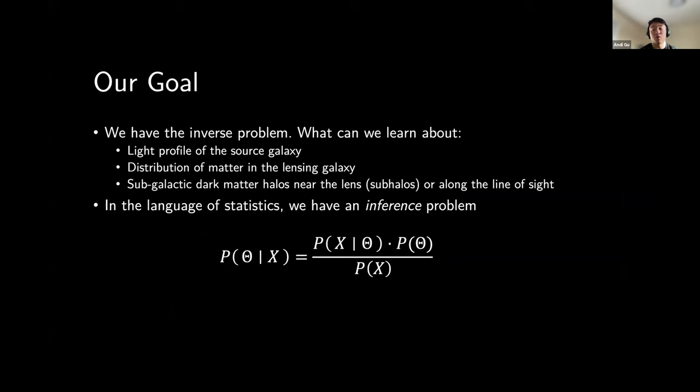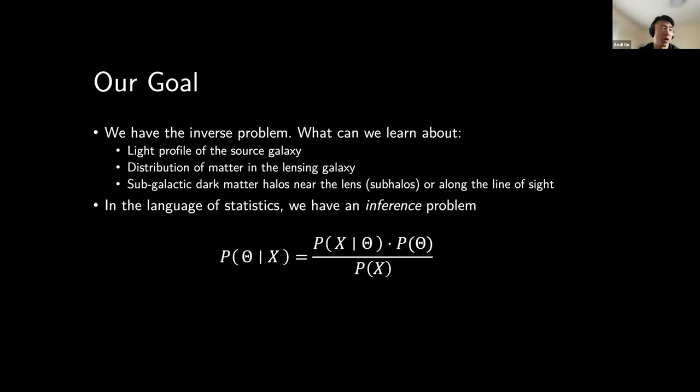Okay, so now what is our problem? Well, our problem is pretty typical, which is that we don't have access to the ground truth parameters. We only have the observable, which is typically just a noisy image of the lensing system. To move towards our science goals that we mentioned on previous slides, such as dark matter testing or Hubble constant inference, we need the ability to do several things. Using the observed image, we want to learn about the light profile of the source galaxy. We also want to learn about the distribution of matter in the lensing galaxy, and potentially even dark matter halos near the lens or along the line of sight.